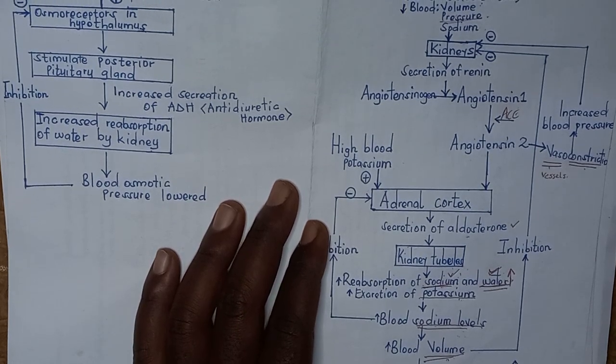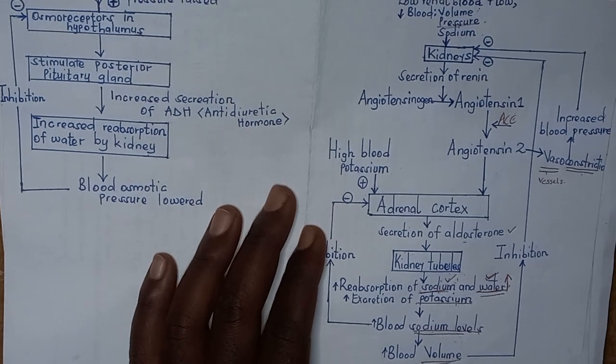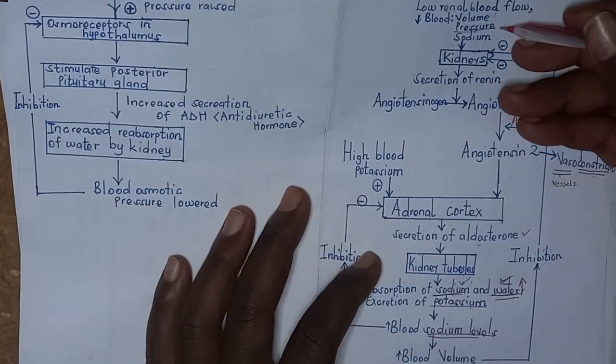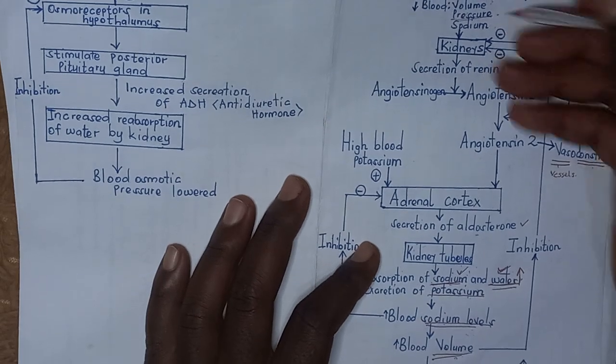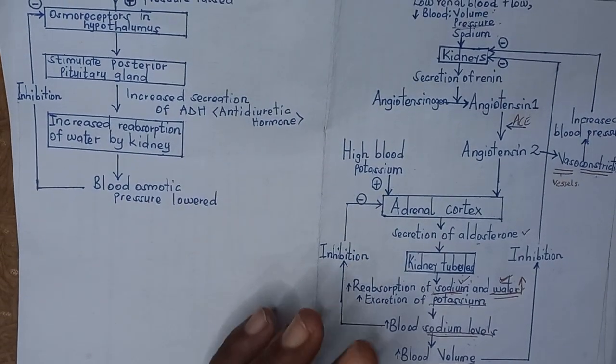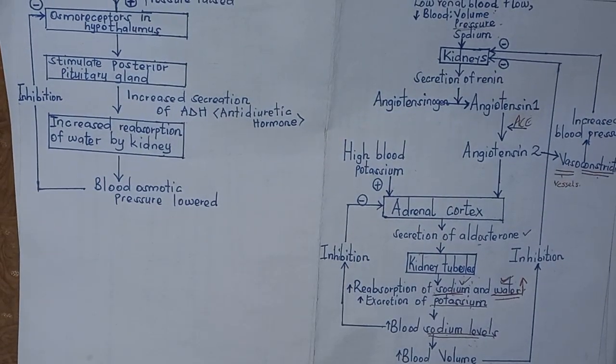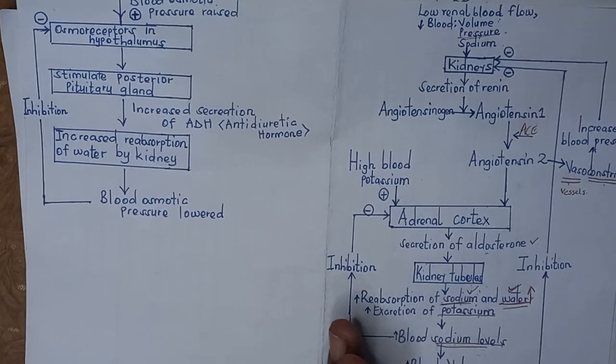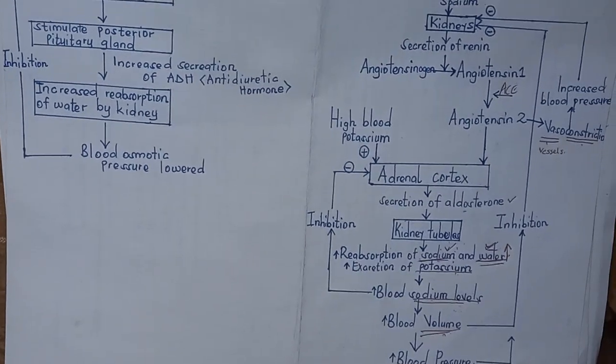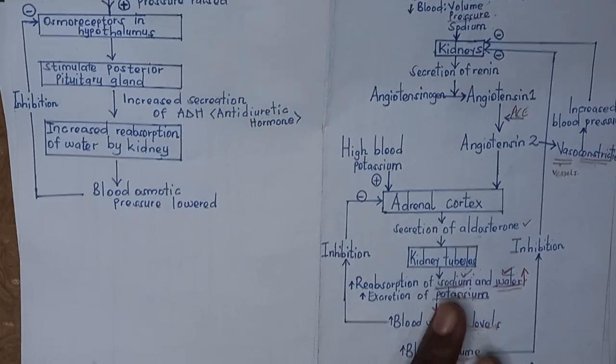But by that, we mean that we have corrected this. So that one is a negative feedback for the blood volume, the pressure, and the sodium. So the key word here is the secretion of aldosterone.